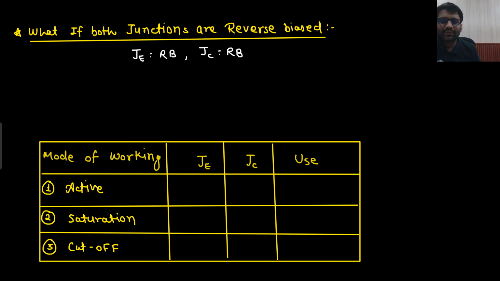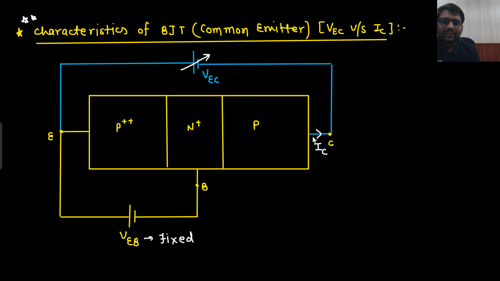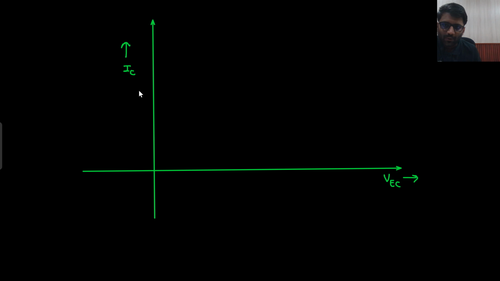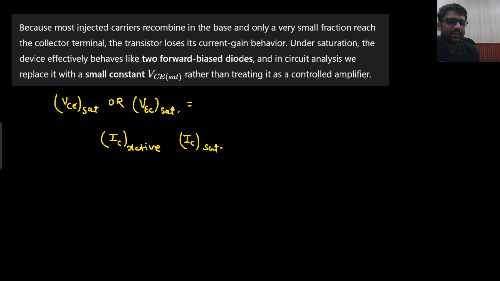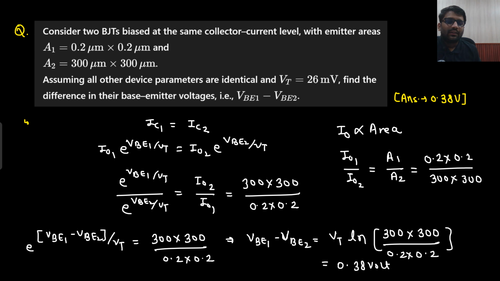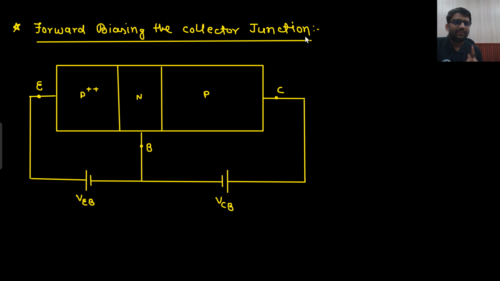Okay, so we are going to study the characteristics of a BJT. Basically we are going to draw the VEC versus IC plot, like when I vary this VEC, how my IC plot would go. But before that we need to understand what will happen if I forward bias my collector junction.